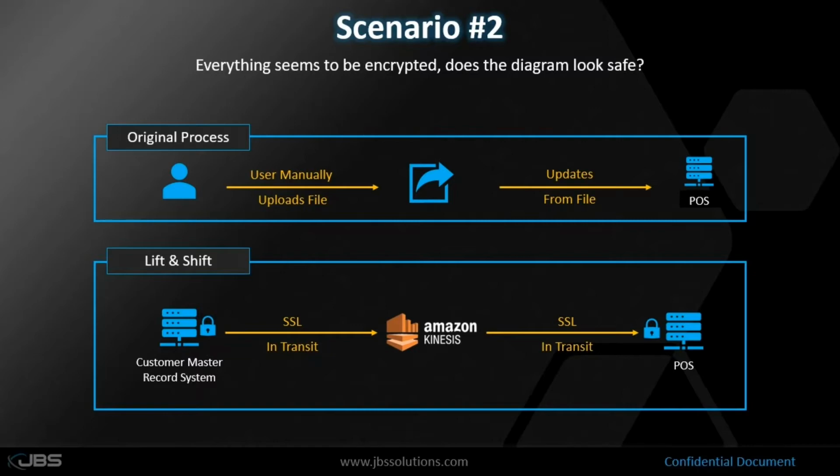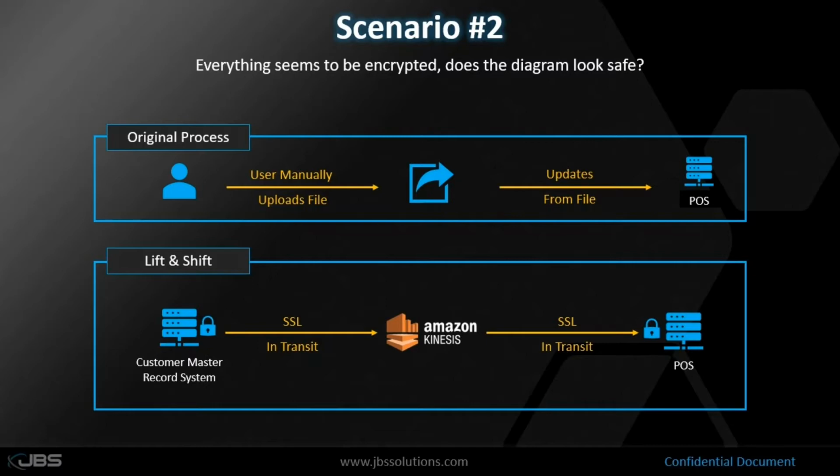In transit. In the Kinesis stream, that's absolutely right. So in transit, it was encrypted, and that's what was deceptive about it. It was encrypted at rest in customer master, encrypted at rest in POS. In transit, it was encrypted. It was SSL, a secure protocol.